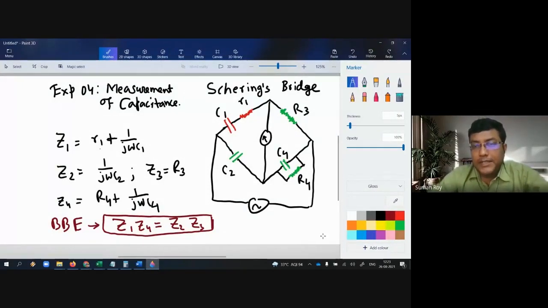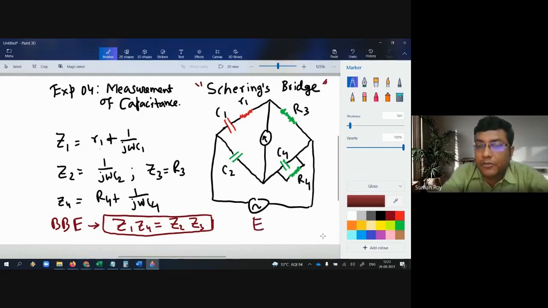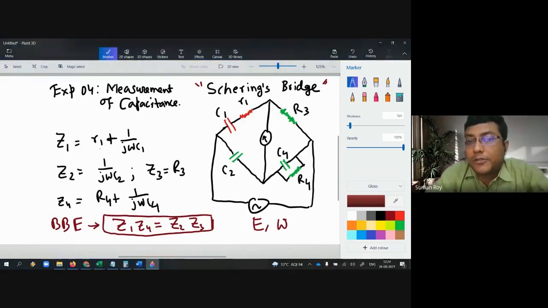So see, this is the circuit diagram of a Schering bridge. As you can see, since this is an AC bridge, some resistances and capacitances are involved in this circuit along with an alternating voltage source. Let's say it is E, having magnitude capital E with an angular frequency, let's say omega. Now you can see there are four arms in this bridge.